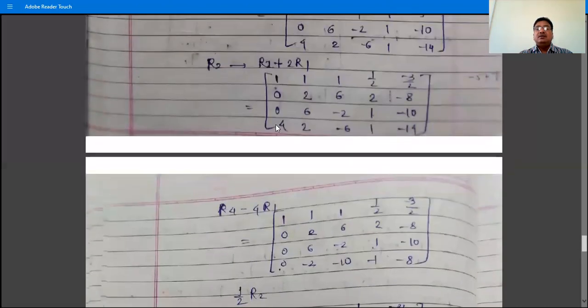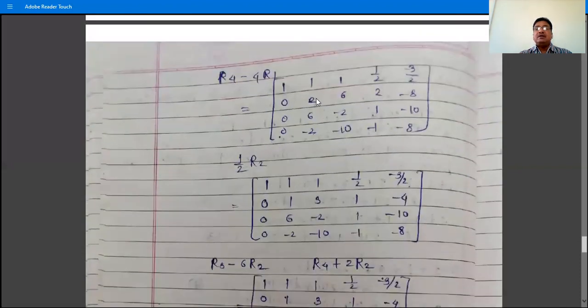Then reduce this element to 0. For that, the operation is R4 minus 4 R1. That changes the fourth row. So first row as it is, second as it is, third as it is. The change is in the fourth row. So -4 plus 4 is 0. -4 plus 2 becomes -2. -4 minus 6 becomes -10. Then -4 times 1/2 is -2, plus 1 is -1. And then the constant becomes -6 minus 14, which is -8.